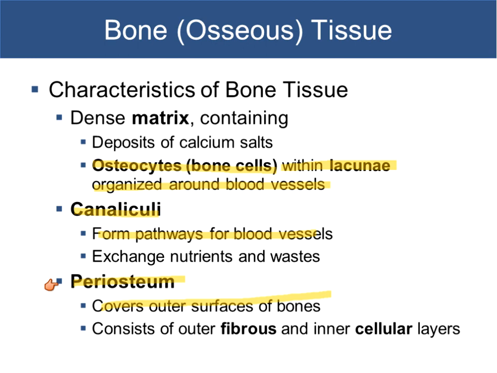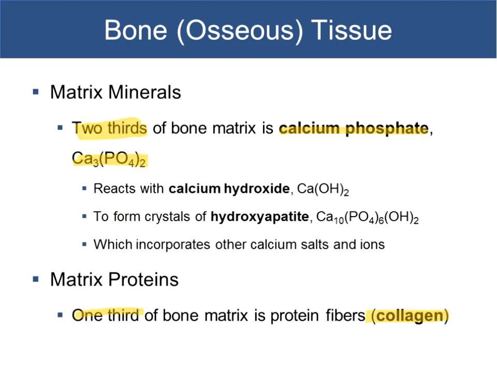And then you have the periosteum. Peri means around, and osteo means bone. So the periosteum is going to cover the outer surfaces of the bone. And that periosteum has two portions to it. The outside, more fibrous portion, and then the inside cellular level.